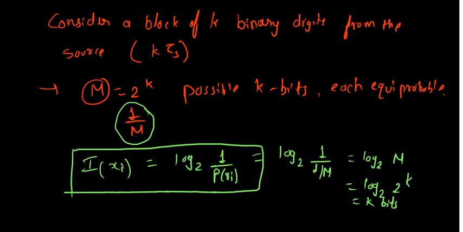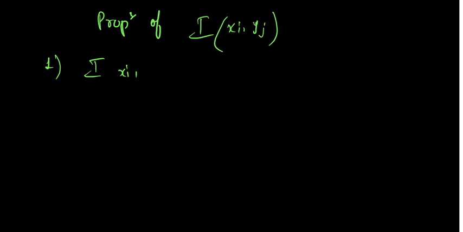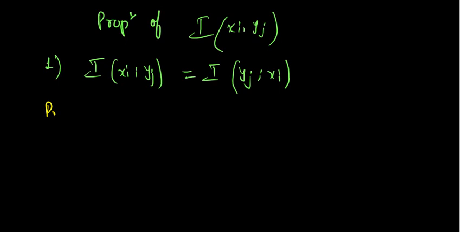Now let's finish off this lecture by discussing some properties of our mutual information, right? Mutual information is the one from where we started. So, properties of I of xi comma yj. The very first property is that I of xi, yj will be equal to I of yj, xi. Doesn't matter, right? And the proof is very simple. I'm just quickly going through it.